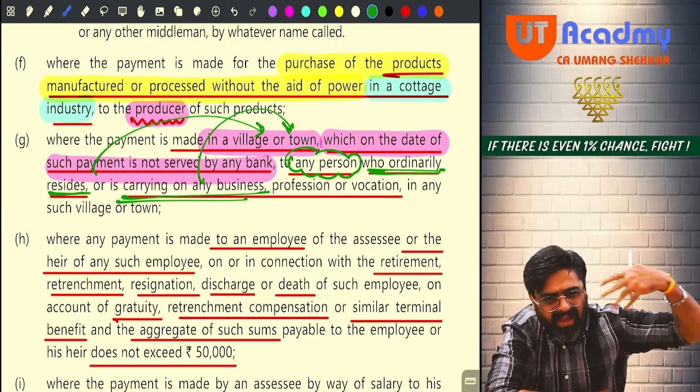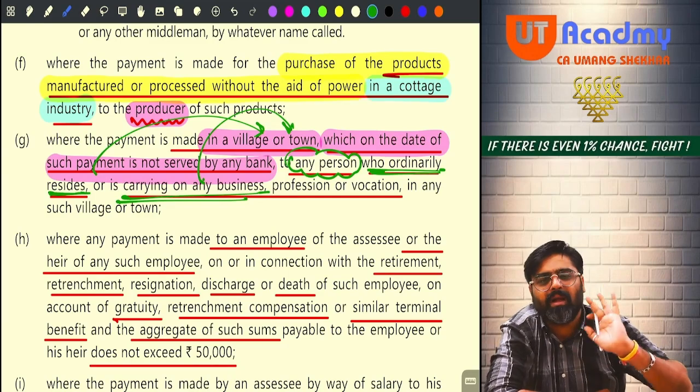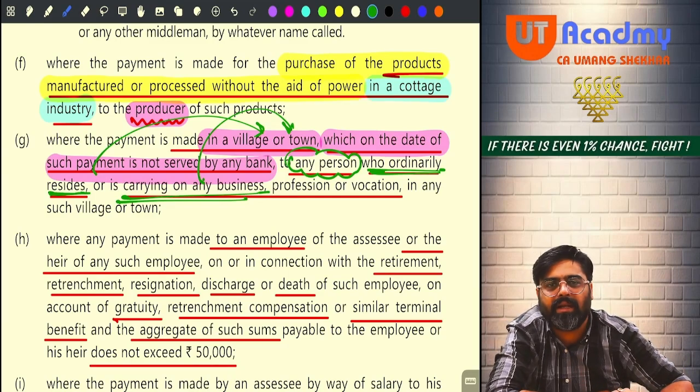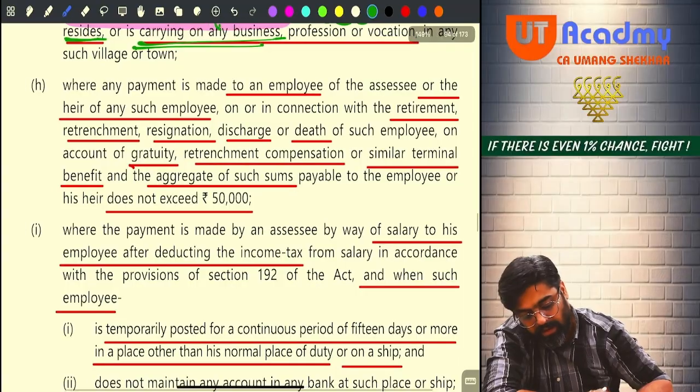So make the payment by any mode. It will not be disallowed. Don't worry, section 40A(3) will not be attracted. Understanding everyone? Very good, sir. Now, read the next part.